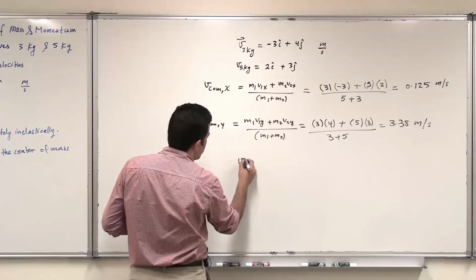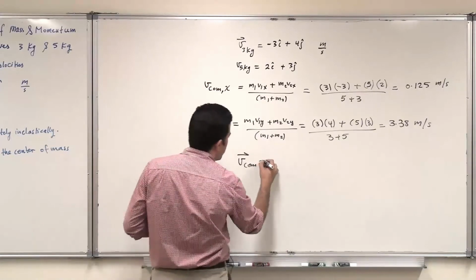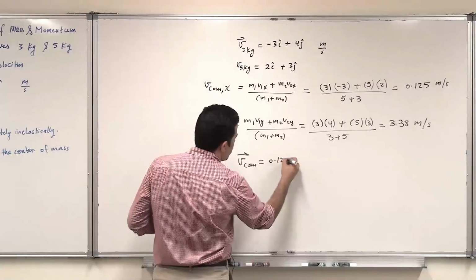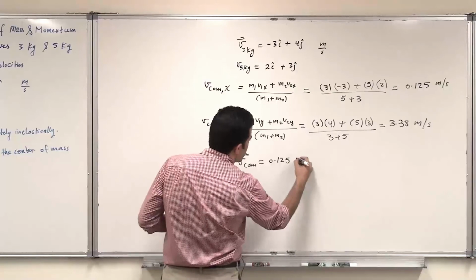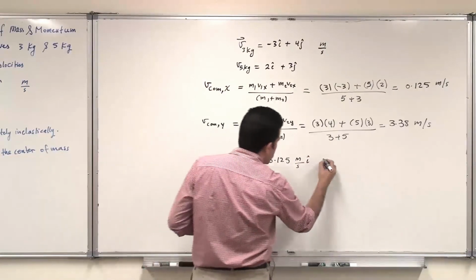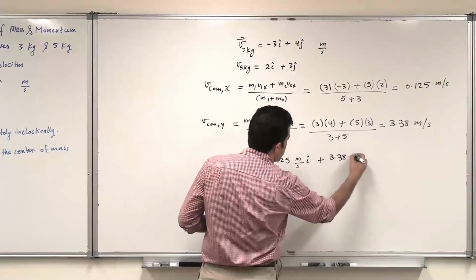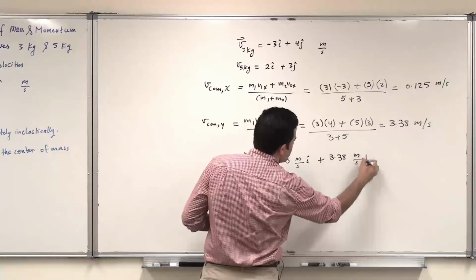So now we can write a combined vector for the velocity of the center of mass. V center of mass, the x component will be 0.125 meters per second i hat plus 3.38 meters per second j hat.